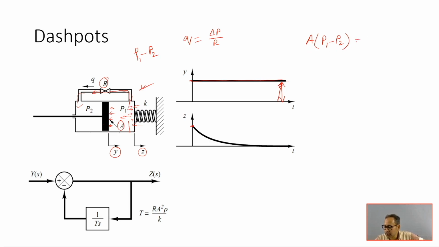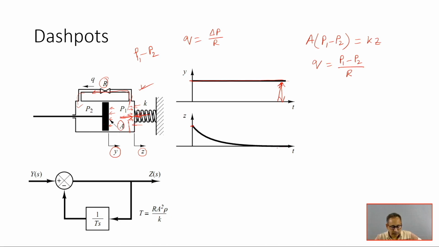This force is balanced by K into z. z is the displacement. Because of this spring displacement, the spring will apply some force here. So this pressure force and this spring force are balanced. That is why you can write this relationship. K is the spring constant and A is the piston area. So, this flow rate Q equals P1 minus P2 divided by R.